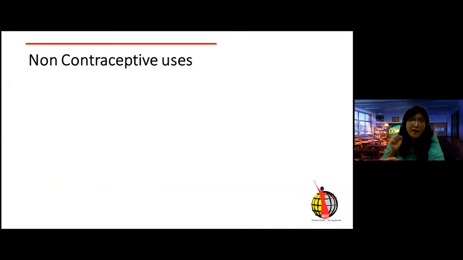Now, again, a very, very common question which has been asked in case of barrier methods, especially the male condom, is non-contraceptive use. Anybody who can quickly unmute and tell me what is a non-contraceptive use of the condom? Yes, prevention of STDs. Any other non-contraceptive use? It is as a uterine balloon tamponade.